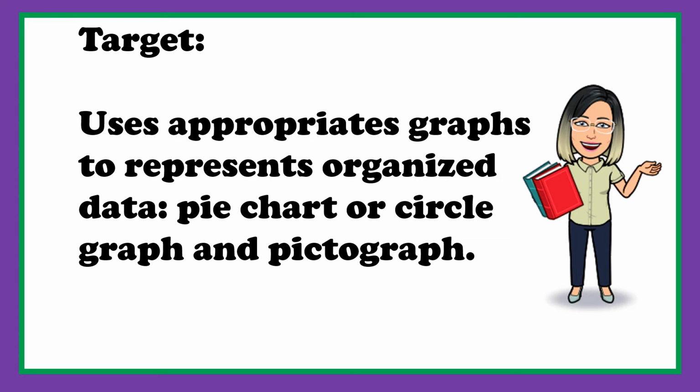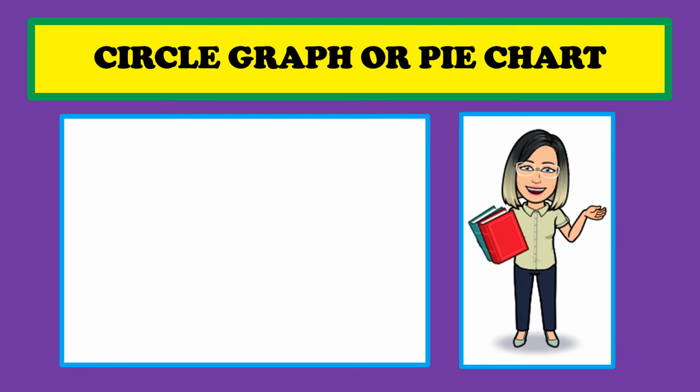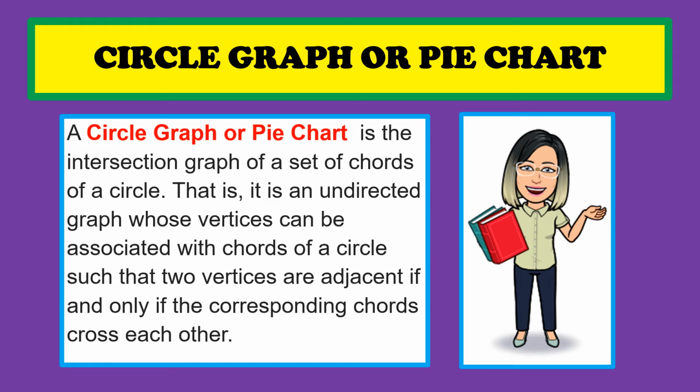Our target uses appropriate graph to represent organized data, pie chart or circle graph, and pictograph. Circle graph or pie chart. A circle graph or pie chart is the intersection graph of the set of chords of a circle.